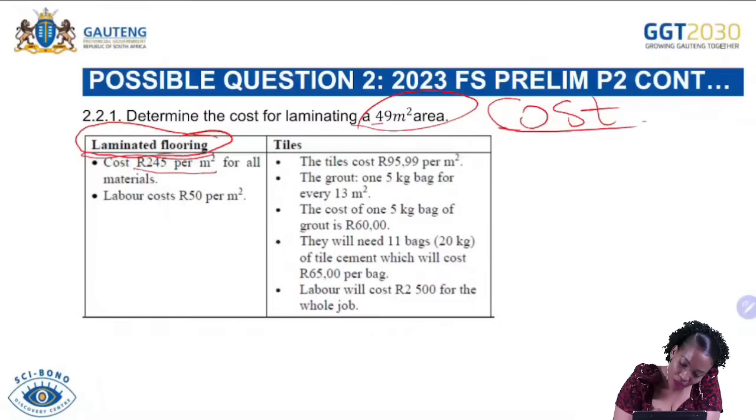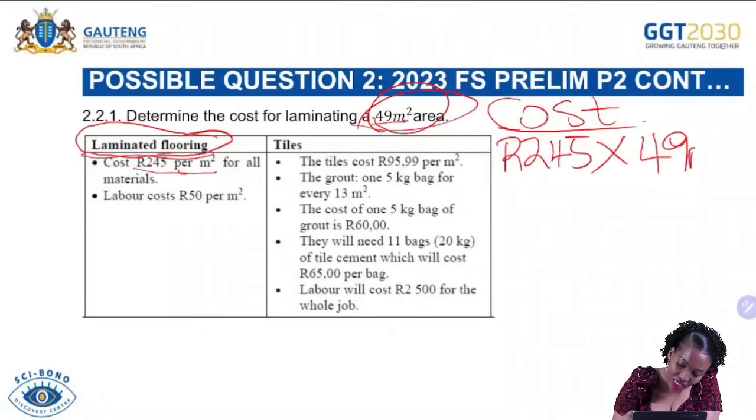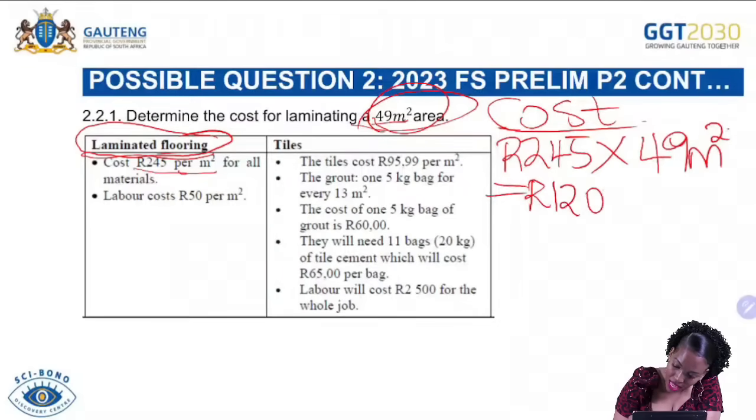The cost will be 245. They say per square meter. Per square meter means for 1 square meter. But how many square meters are we covering here? We are covering 49 square meters. So you punch this on your calculator. The answer that I'm getting there, I'm getting 12,005 rand. But remember, this is just the cost.